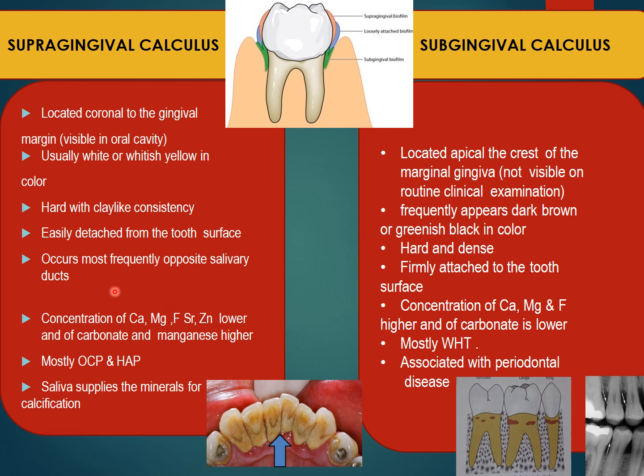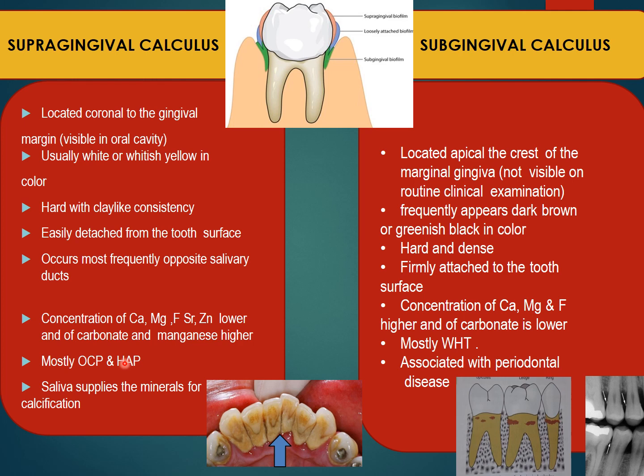Also coming to the composition: in supragingival calculus, the concentration of calcium, magnesium, fluoride, strontium and zinc is lower, and of carbonate and sodium higher, whereas in subgingival calculus the concentration of calcium, magnesium and fluoride is higher, and of carbonate is lower. Mostly octacalcium phosphate and hydroxyapatite crystals are seen in supragingival calculus, whereas whitlockite is mostly seen in subgingival calculus.